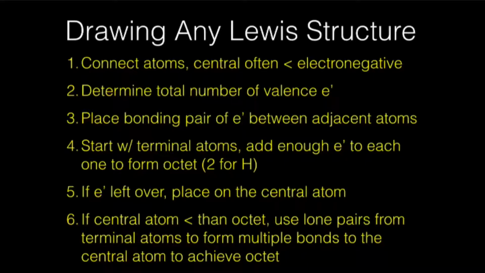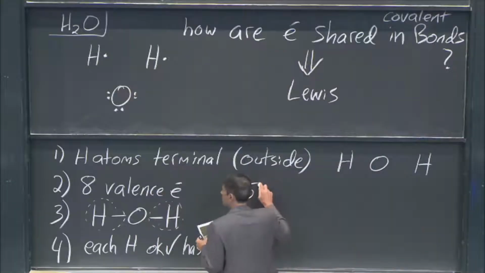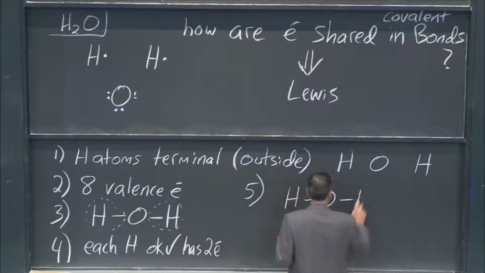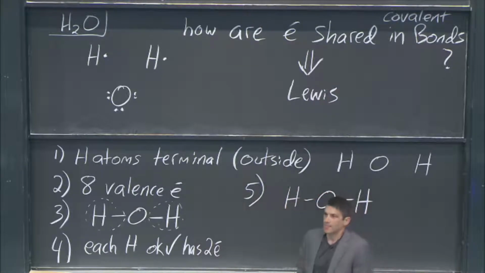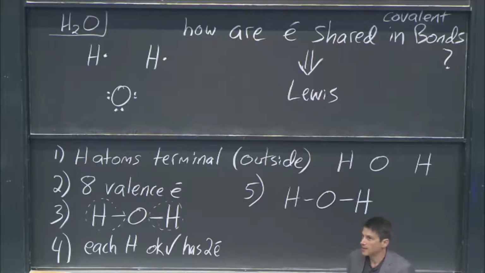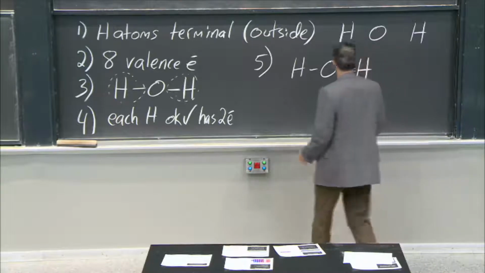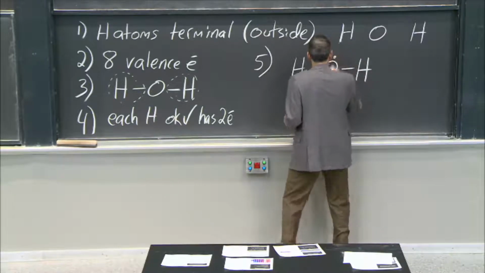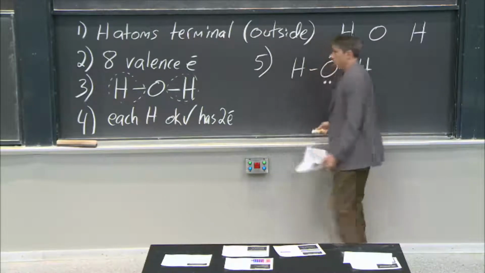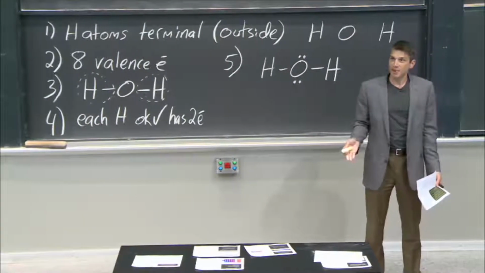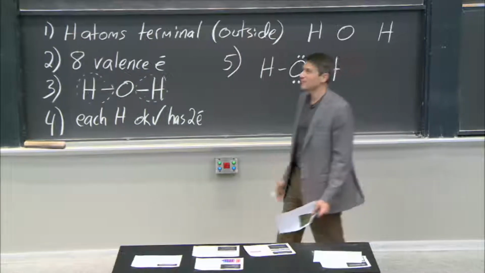Step 5 now is going to make this look interesting. So H, O, H. And now, I'm not going to put them in a bond. I'm just going to put them on the atom. Those are called non-bonding electrons, because they're not bonding. That's a good name for those electrons.